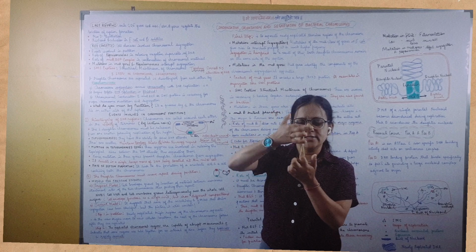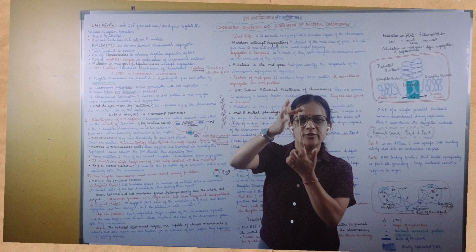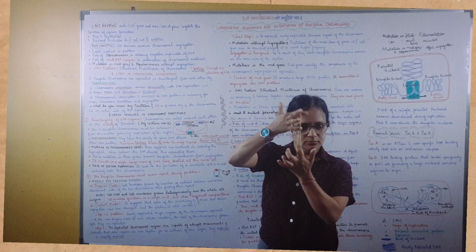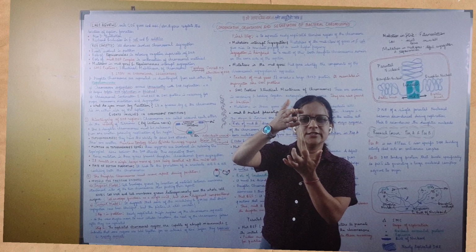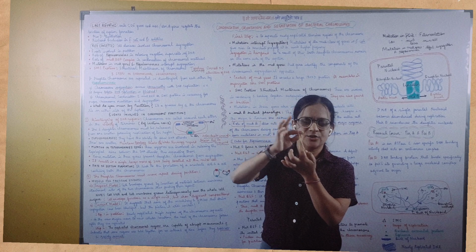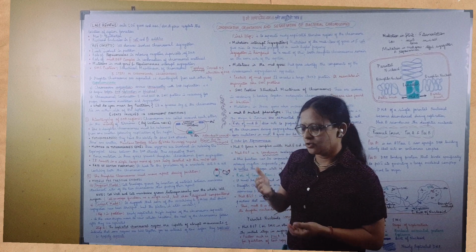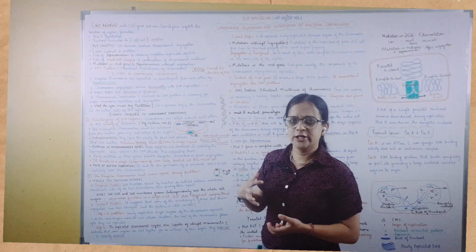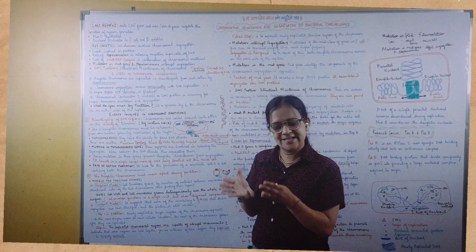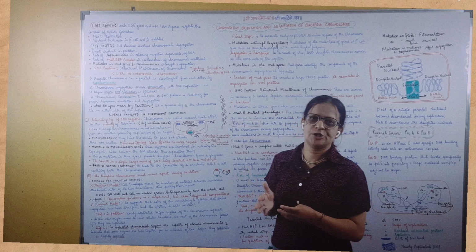So when the two strands are coiled, the torsion increases, right? In this manner, the torsion increases. But when you want to unwind, the torsion is released, or you can say that the negative supercoiling is done by topoisomerases. The two DNA strands are relaxed by topoisomerases.